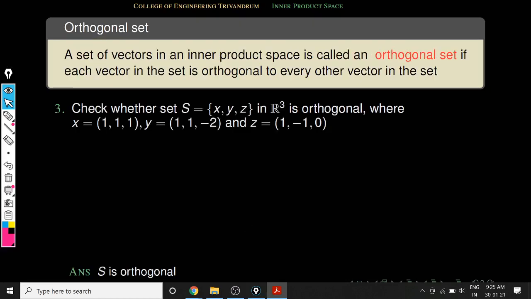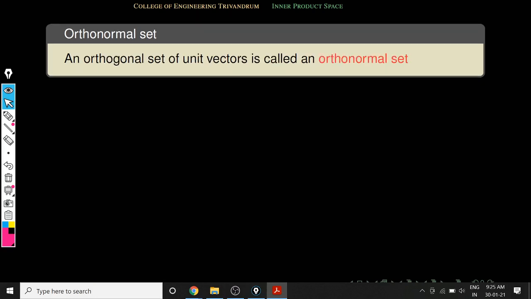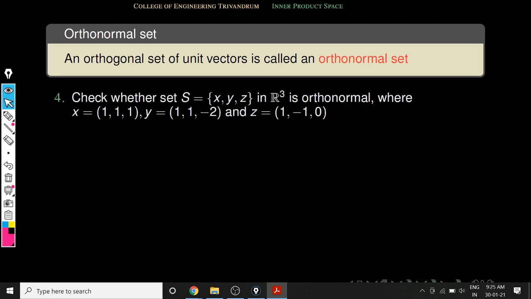In last class, we discussed what is an orthogonal set. Orthogonal set means they are mutually orthogonal; every vector is orthogonal to every other. And next we defined the orthonormal set: a collection of unit vectors which are orthogonal. That means the elements are mutually orthogonal, and all are unit. Unit means their norms are one. Only then is it called an orthonormal set.